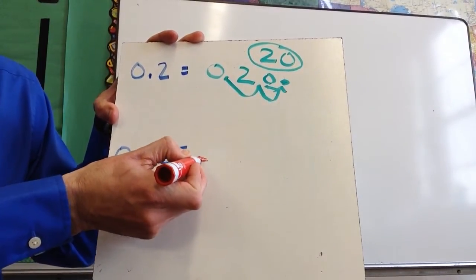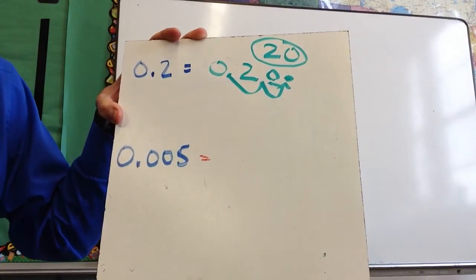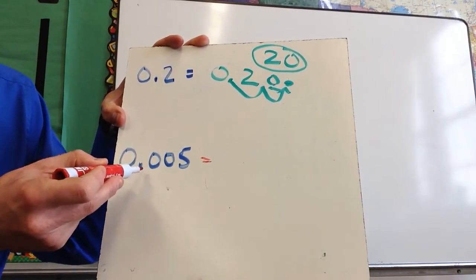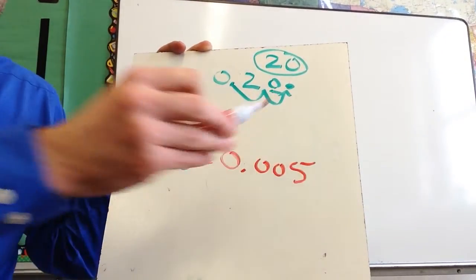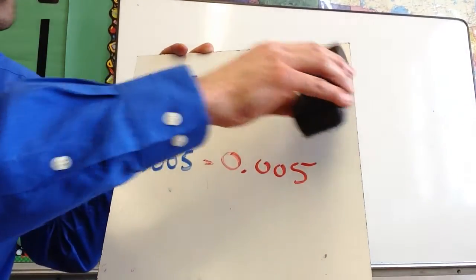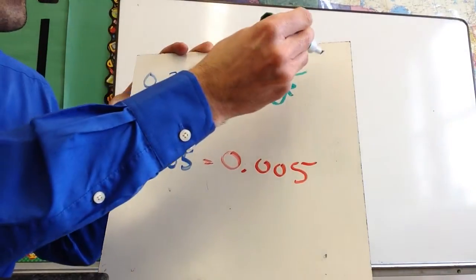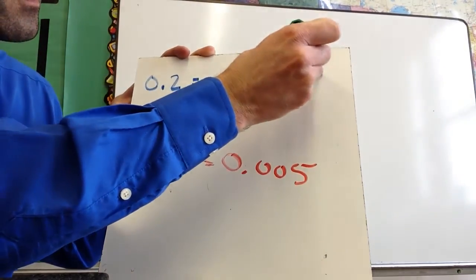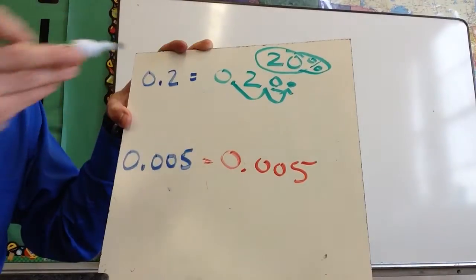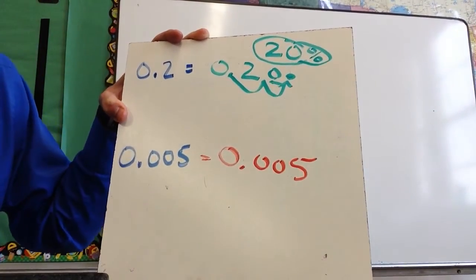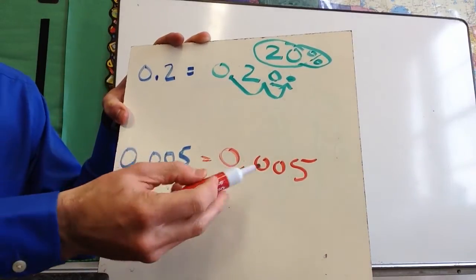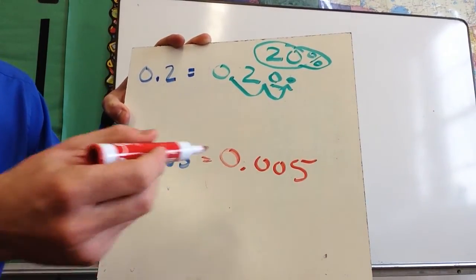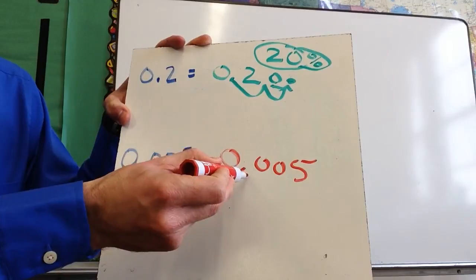So here is 0.005. I'm now going to move the decimal, so let's rewrite it, 0.005. I want to turn that, sorry, made a mistake up there. This should be a percent. Right, so it's not 0.20%, it's just 20%.